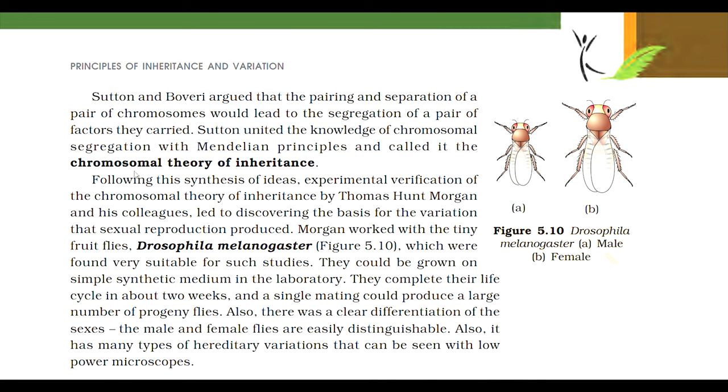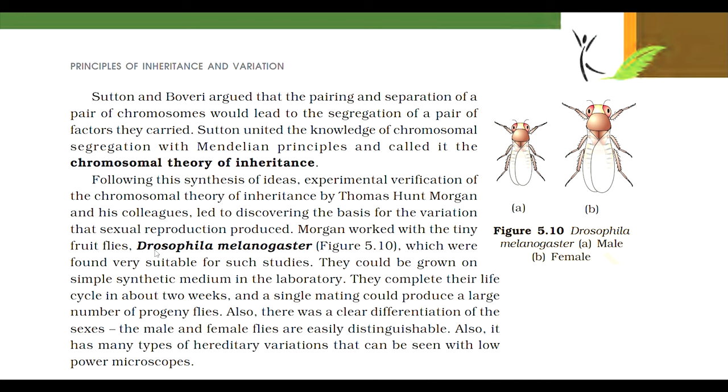Sutton united the knowledge of chromosomal segregation with Mendelian principles and called it the chromosomal theory of inheritance. Following this synthesis of ideas, experimental verification of the chromosomal theory of inheritance by Thomas Hunt Morgan and his colleagues led to discovering the basis for the variation that sexual reproduction produced.